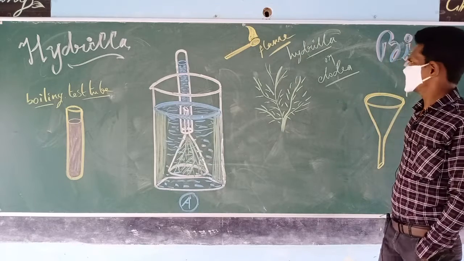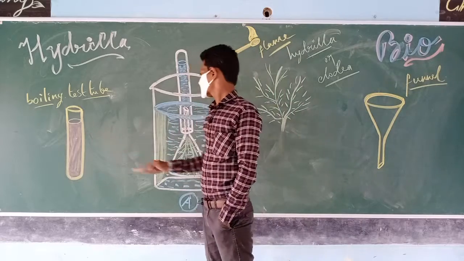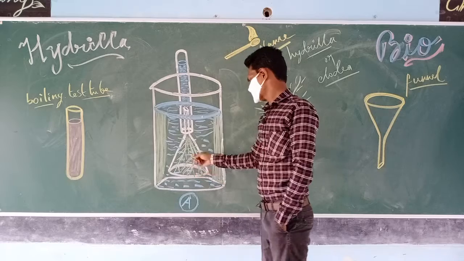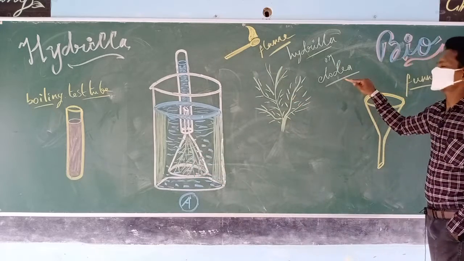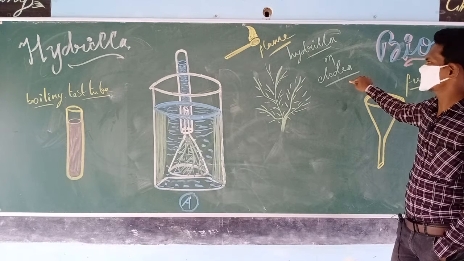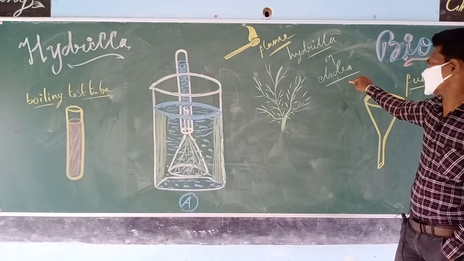So here are the requirements: we need a boiling test tube, a glass beaker, water, a funnel, and hydrilla twigs or elodea twigs. We could utilize either of the twigs here, or anyone, no problem.